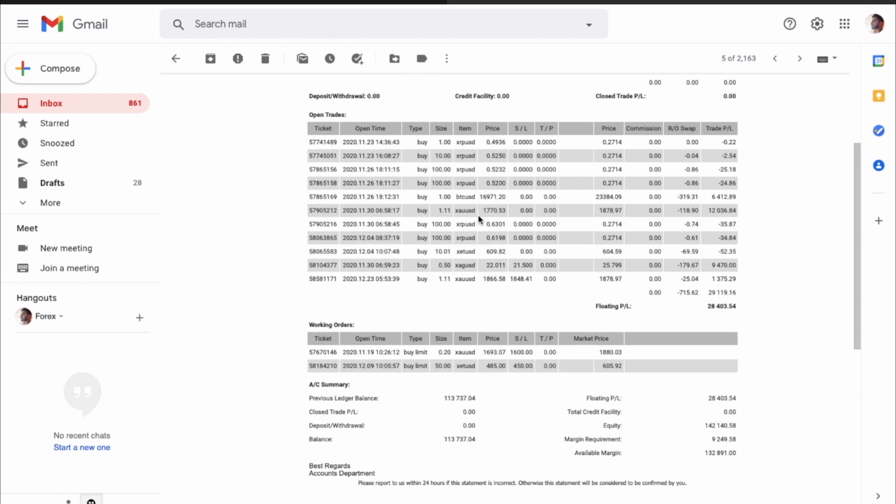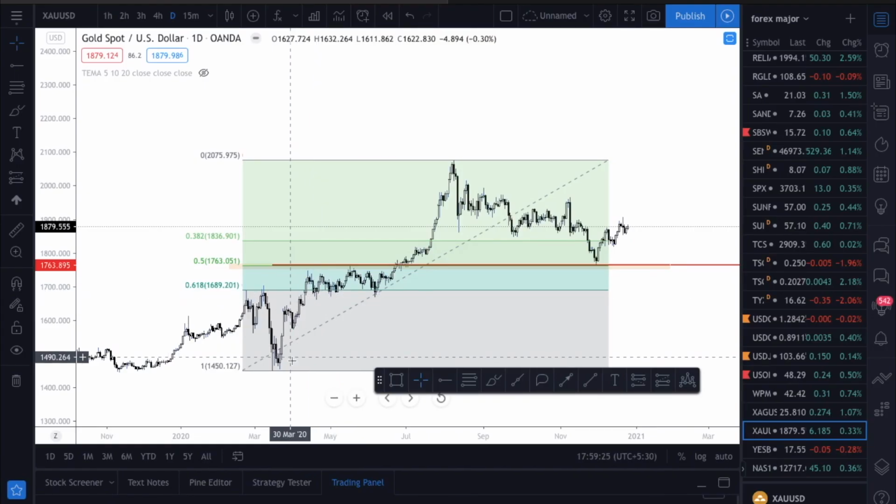So I bought gold at around 1770.53, and the trade is in a profit of around 12,036. So let me show you how I took this trade. Again, the gold was in an uptrending market.